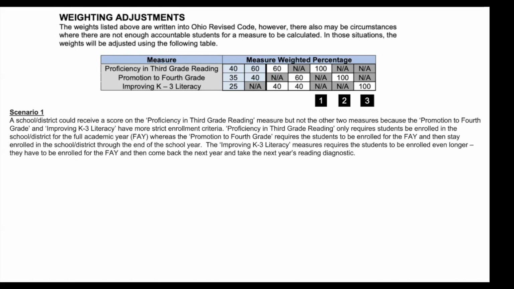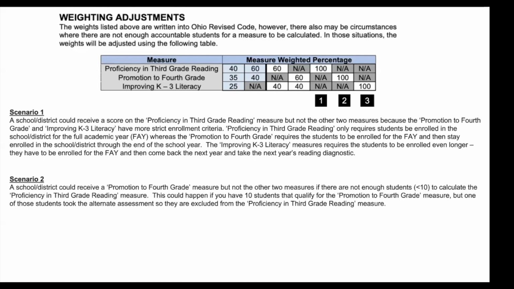This scenario has to do with enrollment, and there are more strict enrollment criteria for promotion to 4th grade and improving K-3 literacy. For proficiency in reading, enrollment just has to be during that 3rd grade year, with time spent in that same school in that 3rd grade year. So again, there's more strict enrollment criteria for the other 2 measures. So 100% in that scenario would go to proficiency in 3rd grade reading.